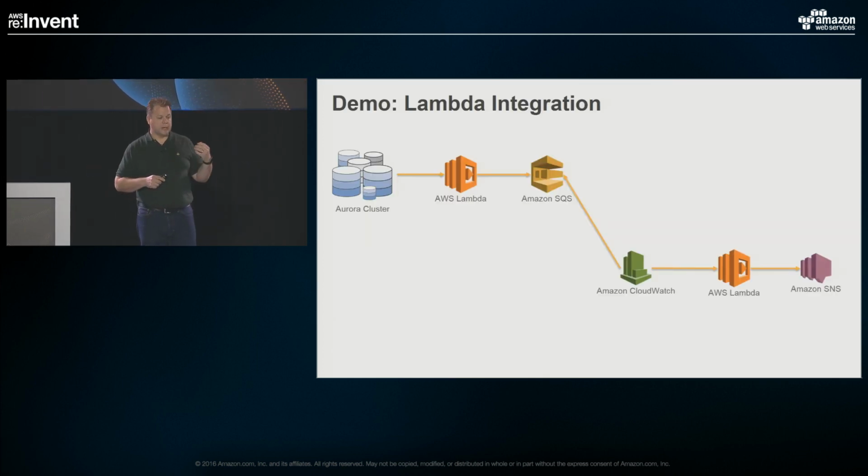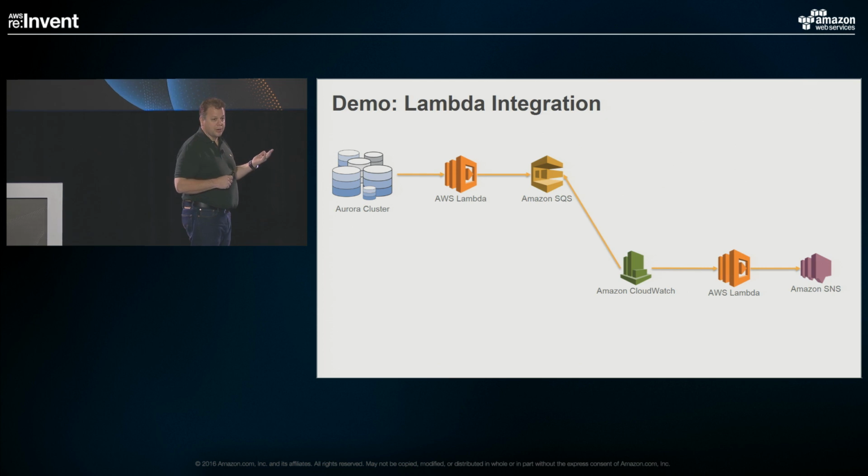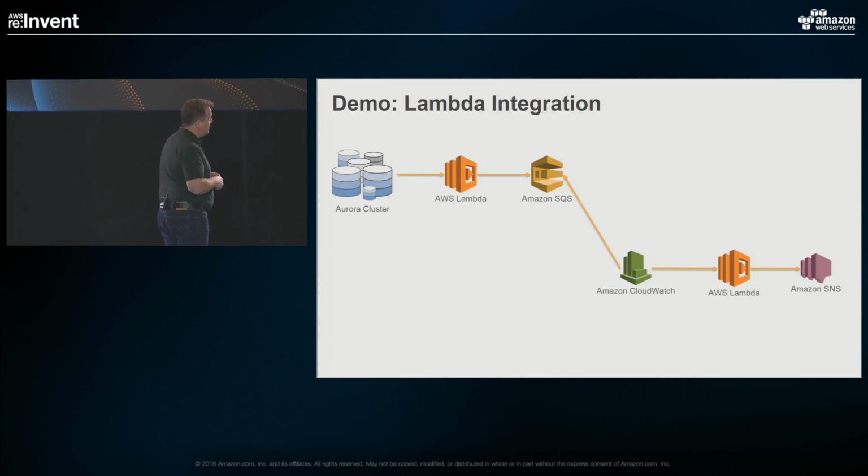I'd like to first, before we get into the demo, describe what the architecture looks like for this demo. So on the left, we have our Aurora cluster, and then we have our table in that cluster, it's our customer table, and we have a trigger on that table. And when that trigger is fired, it's going to call into AWS Lambda, right?